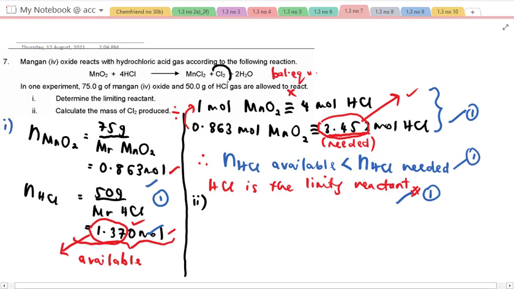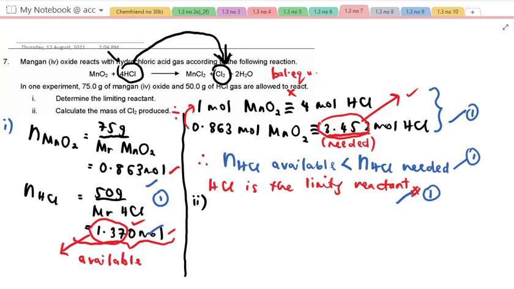Okay, kat sini. Dia nak mass ini. So, mass of this product of Cl2 ini mestilah will be based on berapa HCl yang kita ada. Why? Because this limiting reactant will limit the amount of the product form. Banyak mana duit ada, banyak itulah barang yang kita boleh beli. Right? Okay, so the key here is to write the proportion between the limiting reactant with the product Cl2.